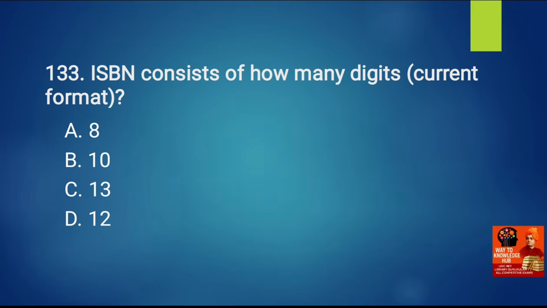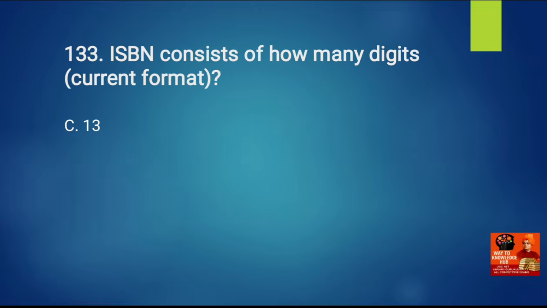Question number 133. ISBN consists of how many digits in the current format? Option A, 8. Option B, 10. Option C, 13. Option D, 12. The answer is option C, 13.